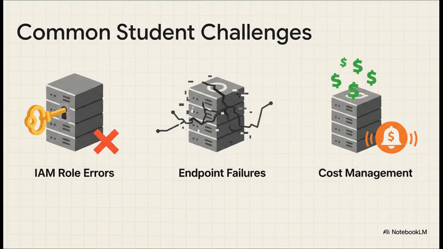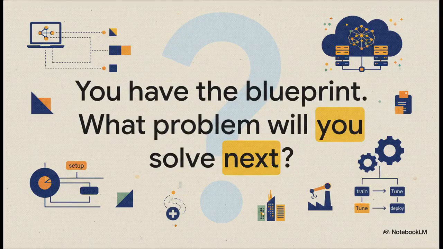If you see a permission error, your first stop is always the IAM role. Make sure it has the right permissions for SageMaker and S3. If your endpoint just fails to start up, dive into the CloudWatch logs. It's usually a simple typo or the machine you asked for isn't available. And finally, please actively manage your costs. Use AWS budgets to set alerts so you don't get a surprise bill, and maybe shut down your development instances overnight.